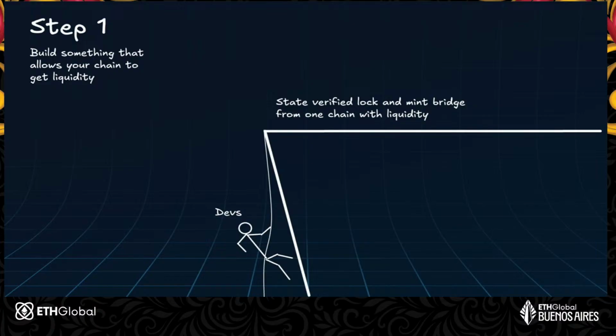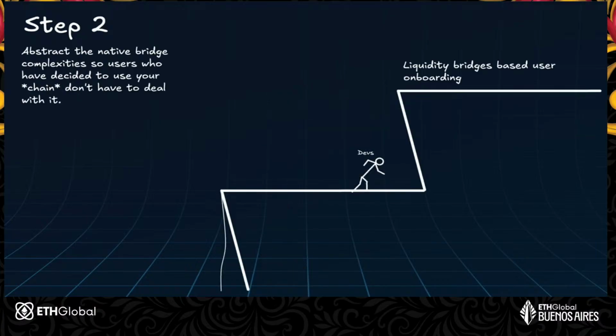But what really happens if someone is building, let's say you're a dev, right? And you're trying to build something which allows your chain to get liquidity. So you looked at something called verified lock-in mint bridge from one chain with liquidity. But then there's a step 2 where you abstract the native bridges so the user does not need to care, but then they have decided to be just on one chain. And that's why you need liquidity bridges based on user onboarding.